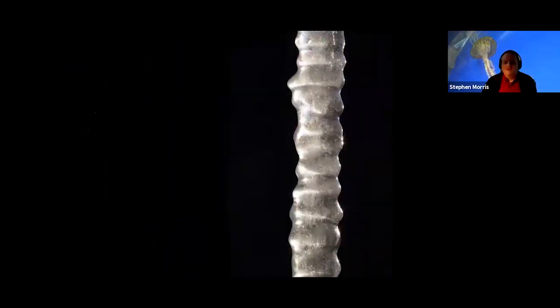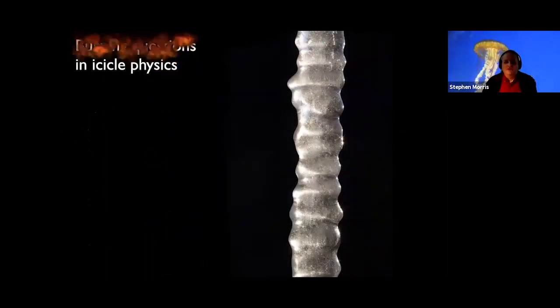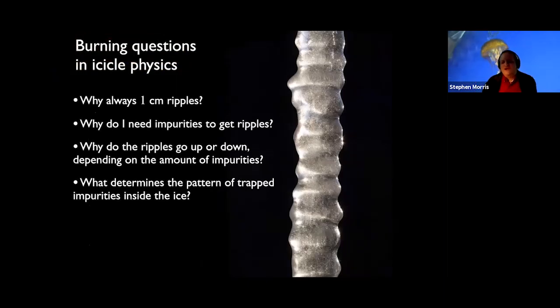Okay, so let me conclude a bit. What are the burning questions? You like that? The burning questions are, why are there 1 centimeter ripples? We still don't really have a mechanism. We thought we did, but we don't really. Why do we need impurities at all to get the ripples? It isn't obvious why impurities have anything to do with it. I thought I had an intuition based on the freezing point depression, but that's just not true. So far as we know, that's the only physics that's involved, but we still don't know why.